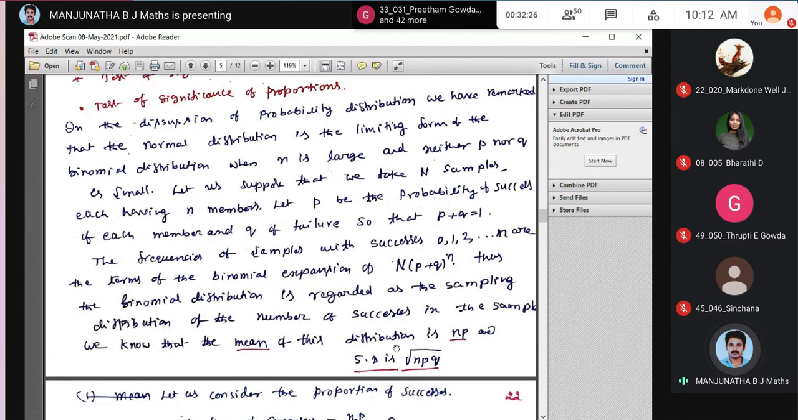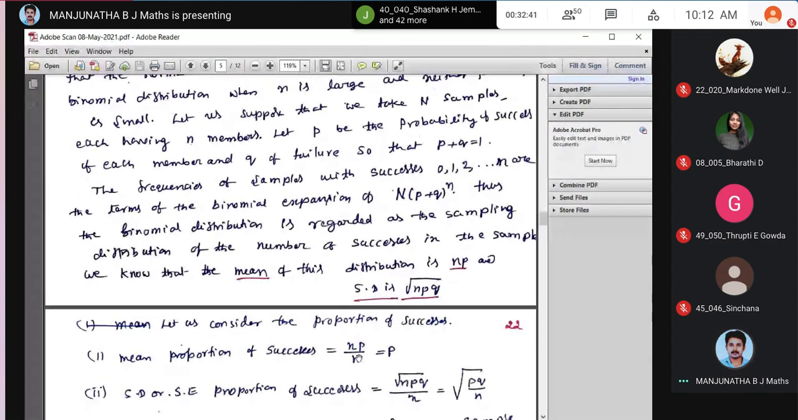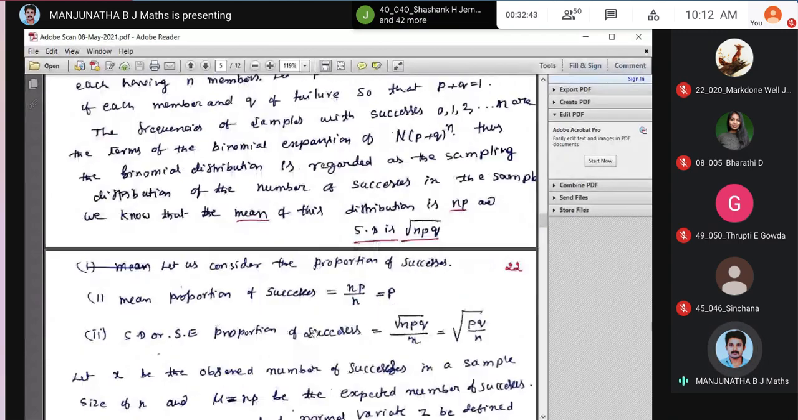So what is the mean here? What is the mean of the binomial distribution? That is np. What is the variance of the binomial distribution? npq. So we apply the same here. So the mean of this distribution is np and the standard deviation is the square root of npq. So let us consider the proportion of success. Whether they are 50%, equal or non-equal, that is the main thing here.